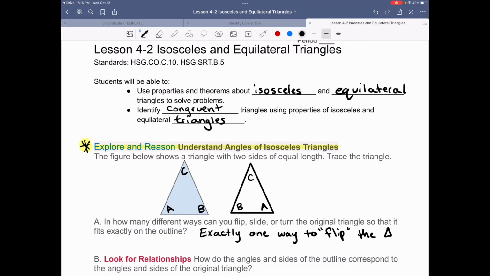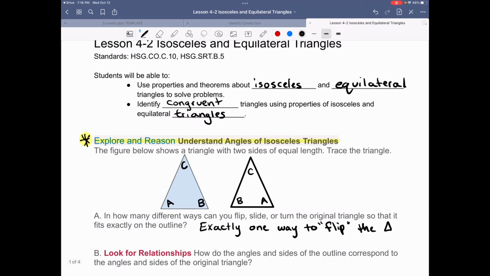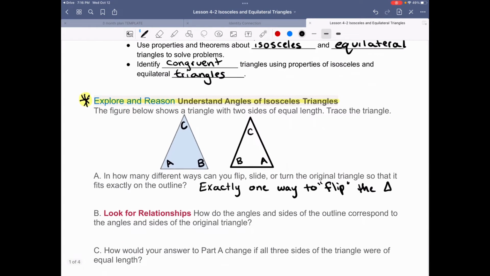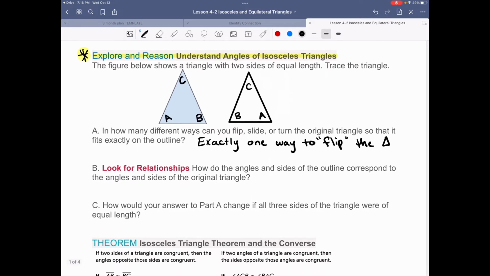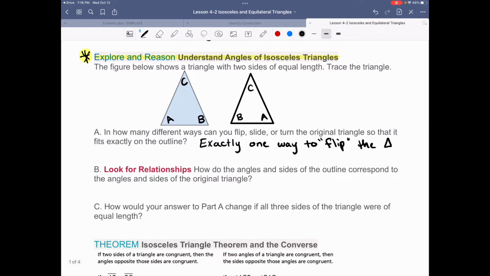Part B says to look for relationships. Relationship. What does that mean? Well, how are things related to each other? How do the angles and sides of the outline correspond to the angles and sides of the original triangle?